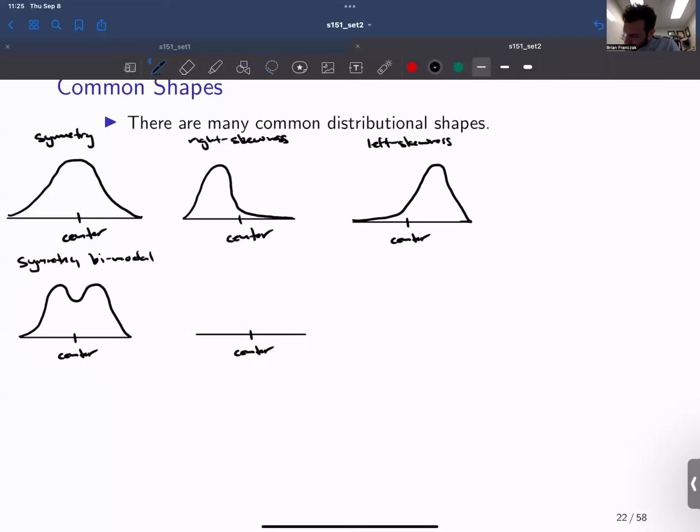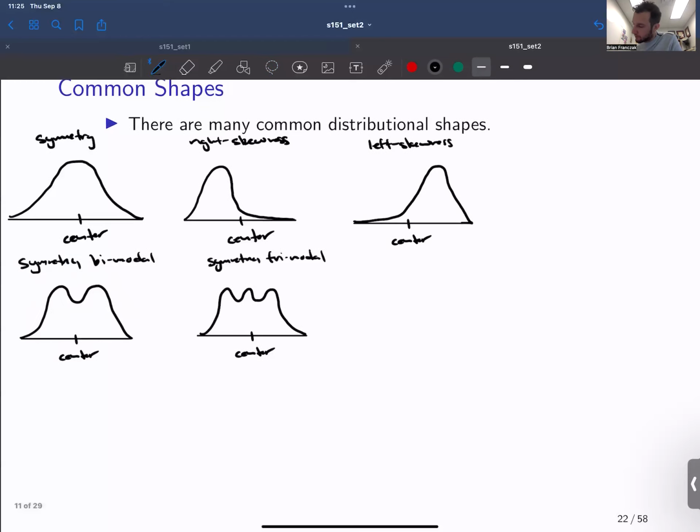Perhaps in our next example, we have something like this. So now we have roughly a symmetric trimodal distribution. So this would be trimodal. We have three peaks. We can also observe skewness with multimodal distributions as well. And again, skewness is just going to be indicated by the direction of the tail.